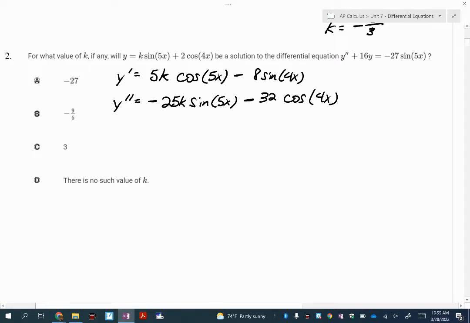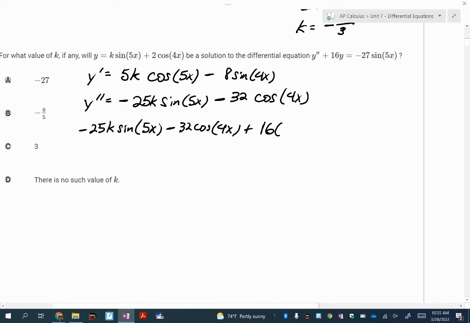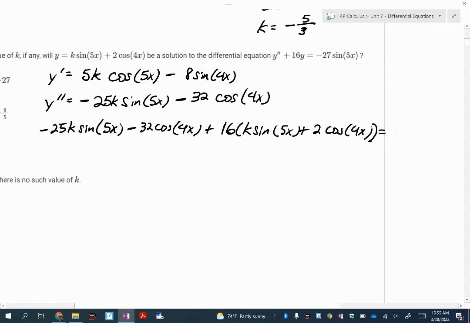Let's go ahead and substitute right here. So negative 25k times the sine of 5x minus 32 times the cosine of 4x plus 16 times the original, which was k times the sine of 5x plus 2 times the cosine of 4x, and all of that has to be equal to negative 27 times the sine of 5x.